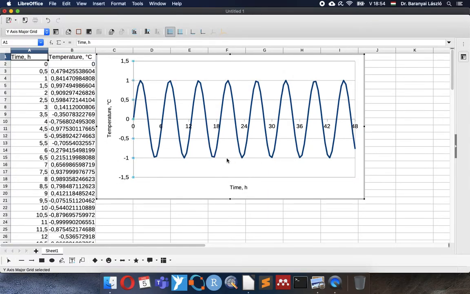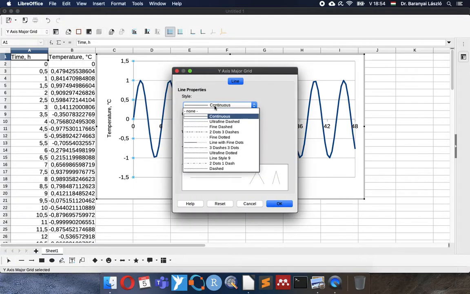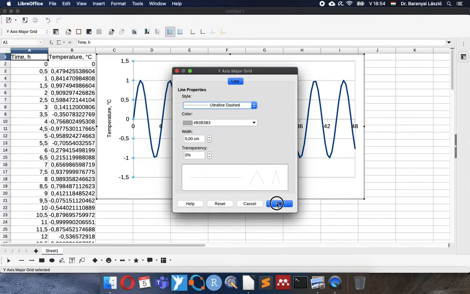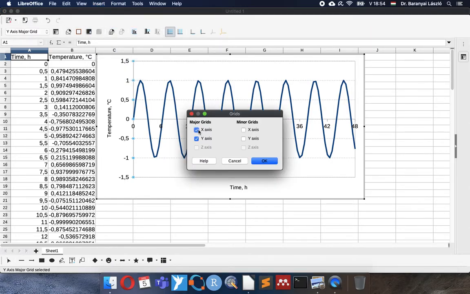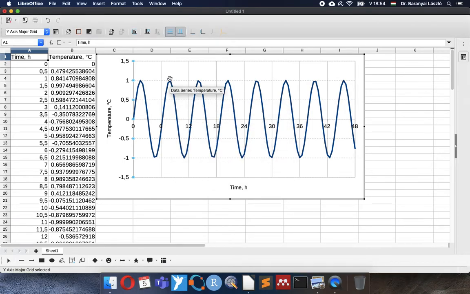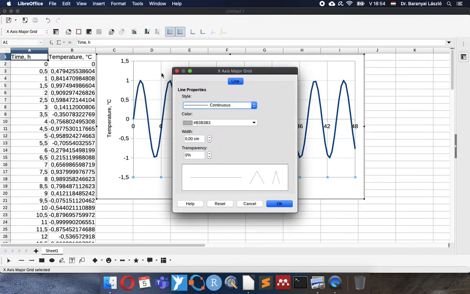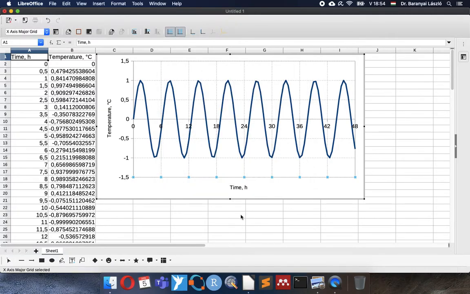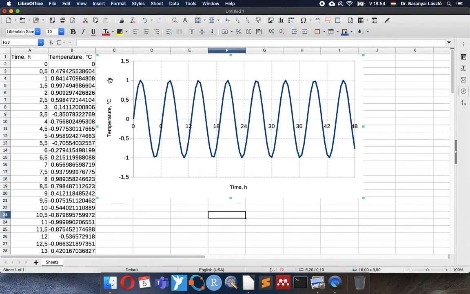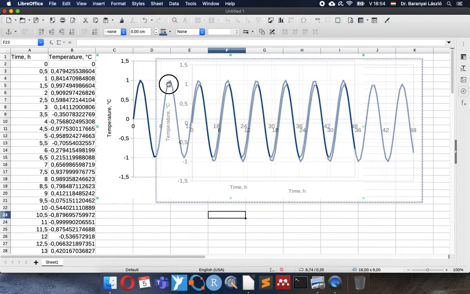I usually modify the grid lines because these are very nice helpers to help us identify values, and it is easier to follow how values are changing. Okay, now we have a nice figure. I move it a little bit away.